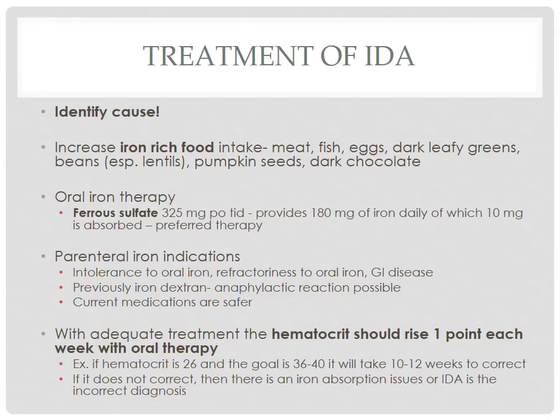So for example, if the patient has a hematocrit of 26 and you want to get them to that 36 to 40 range where they should be, it's going to take about 10 to 12 weeks of ferrous sulfate 325 3 times a day to get you to that point. If you don't get to that point, then you need to think that there's some sort of issue with the iron absorption, or perhaps that iron deficiency is not the diagnosis and there's some other problem going on.